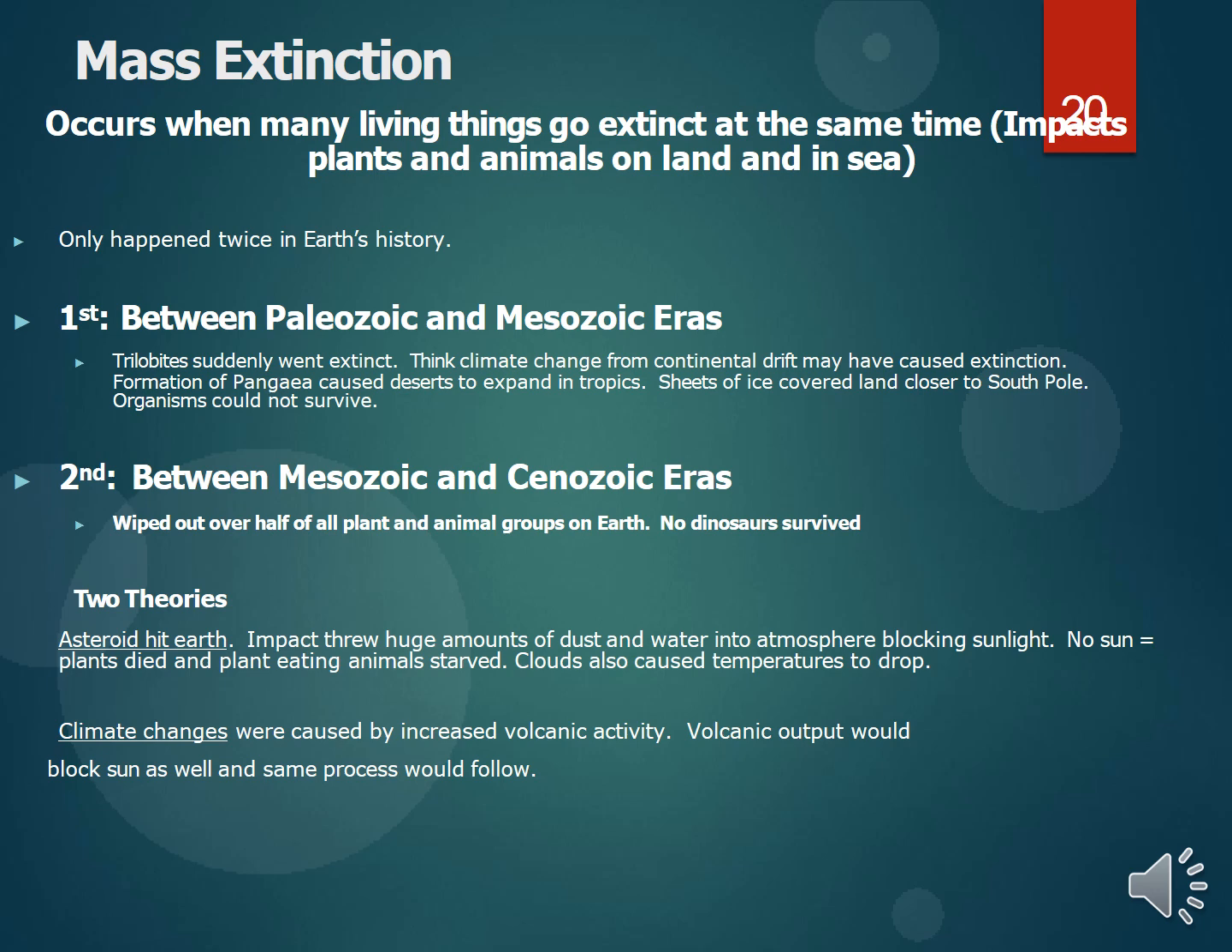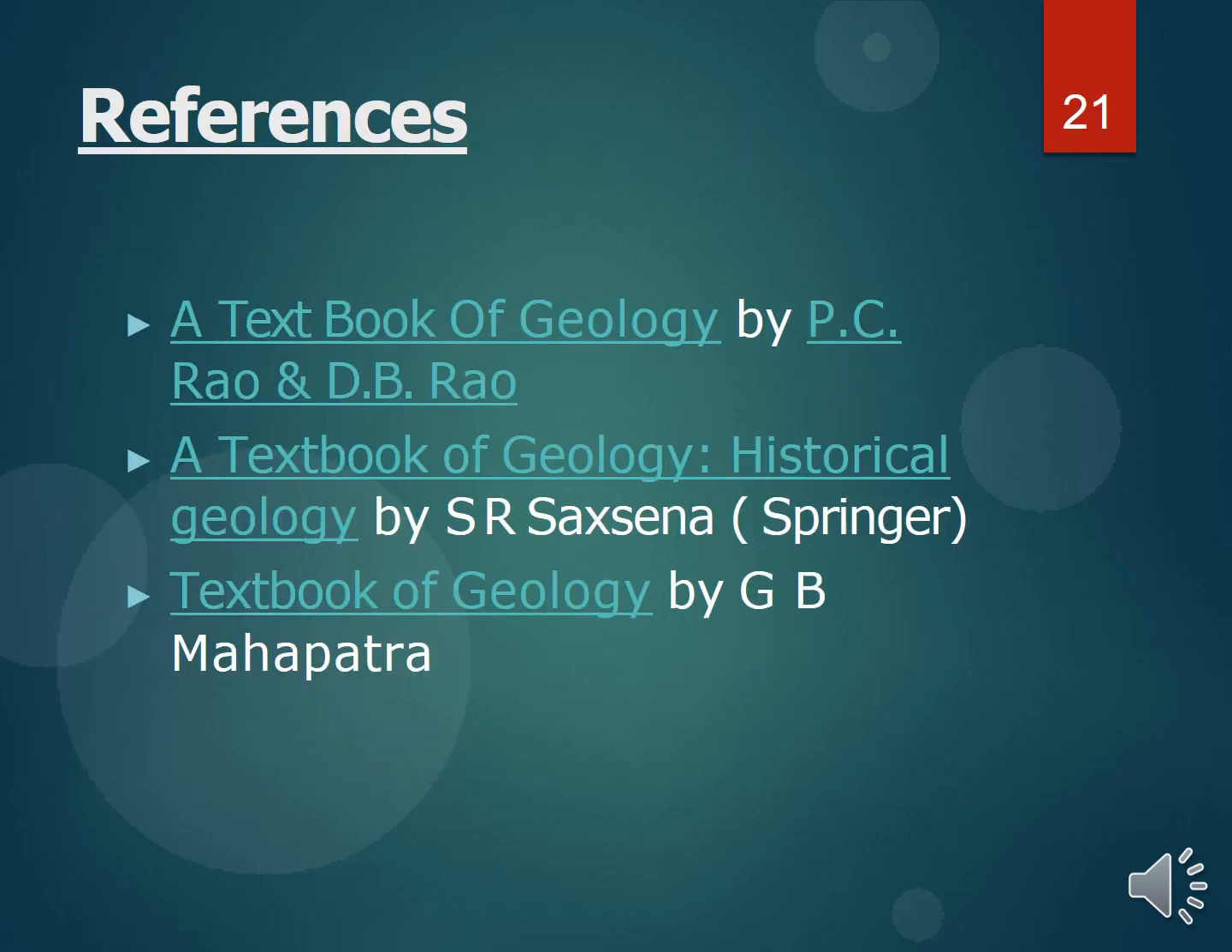The mass extinction occurs between two periods: the first between the Paleozoic and the Mesozoic era, and the second between the Mesozoic and the Cenozoic era.